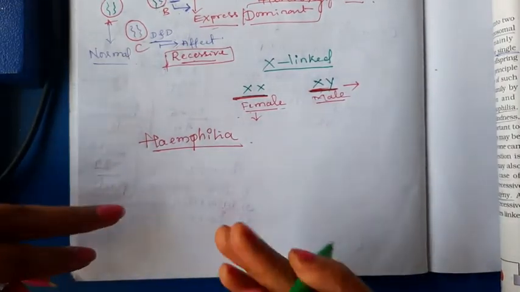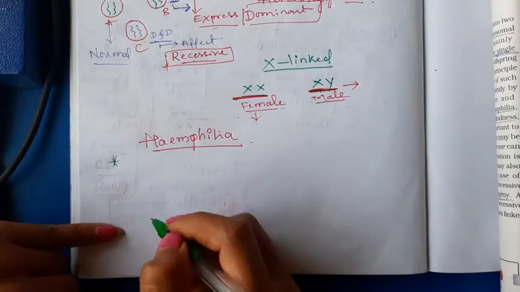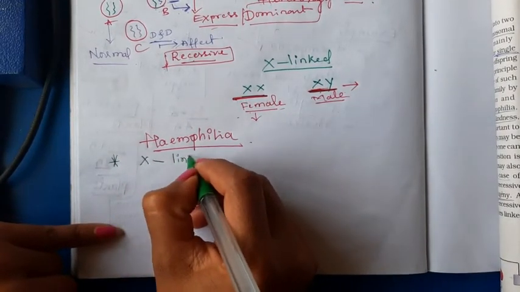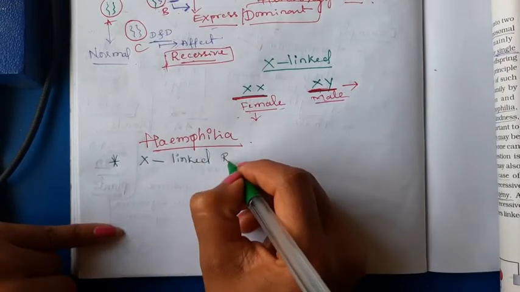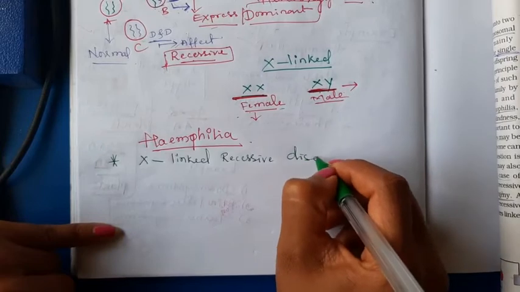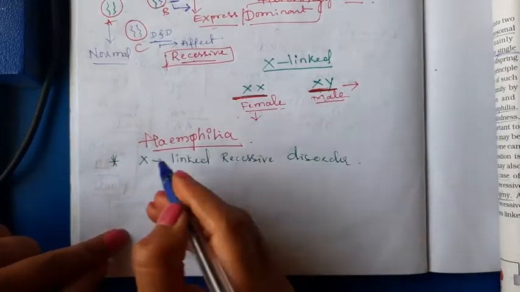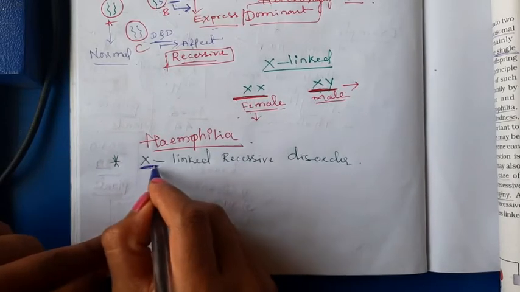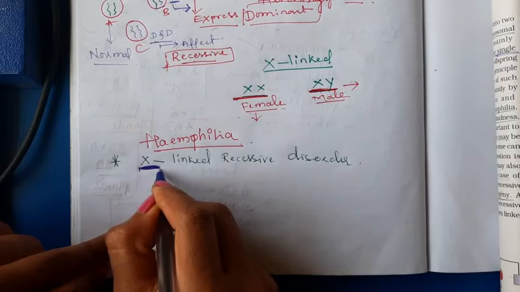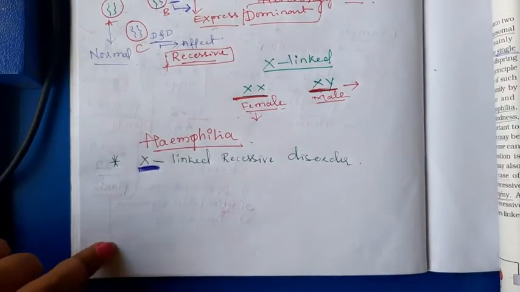Hemophilia is an X-linked recessive disorder. First point: X-linked recessive disorder. X-linked in the sense that the X chromosome, that is the allosome, is going to differ from the normal X chromosome.